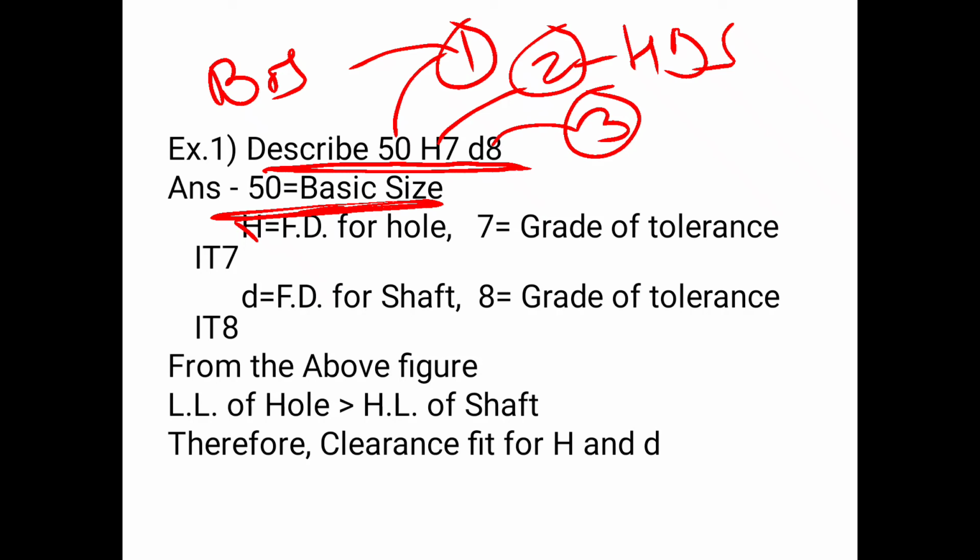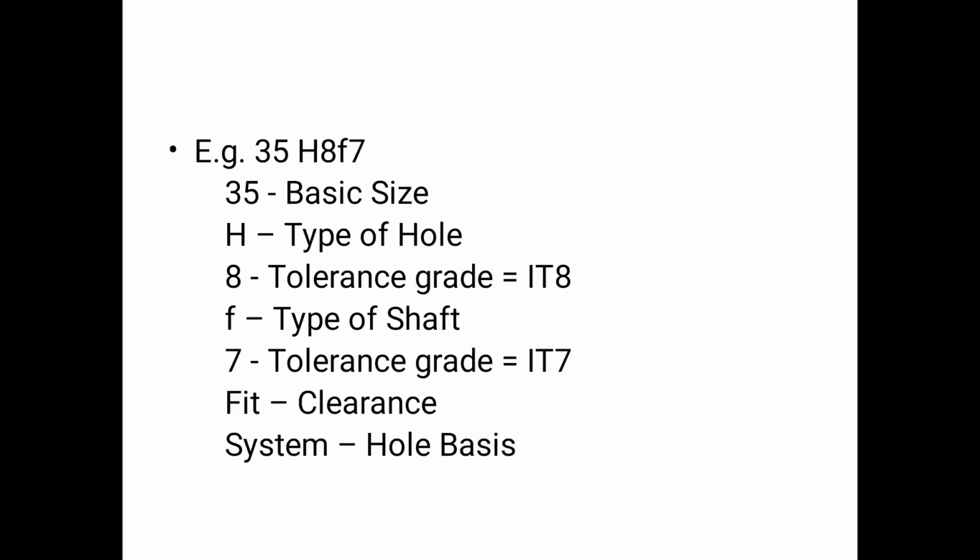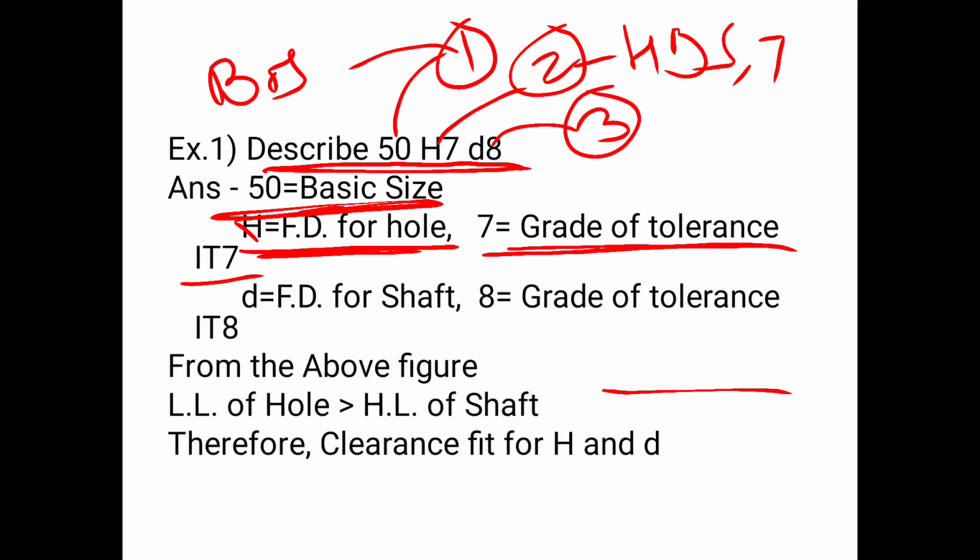Then next, 7. What is 7? It is the fundamental deviation for the hole, and 7 means IT7. The IT7 tolerance grade is used, meaning that the hole has tolerances. This is the basic size, with the lower limit matching the basic size, and this is the tolerance on the hole, which is IT7. What IT7 is, we will see later.